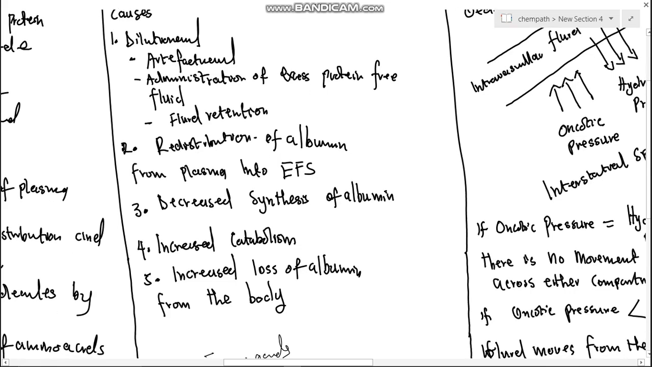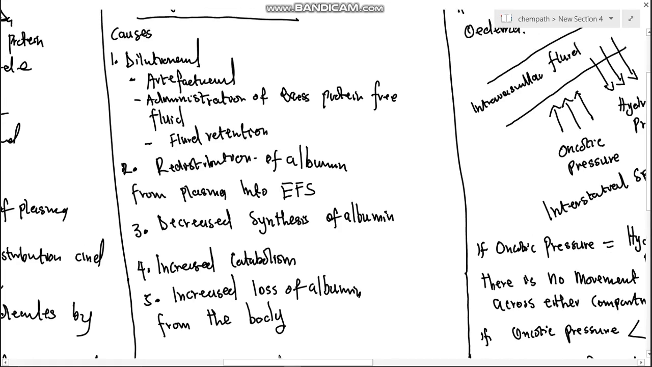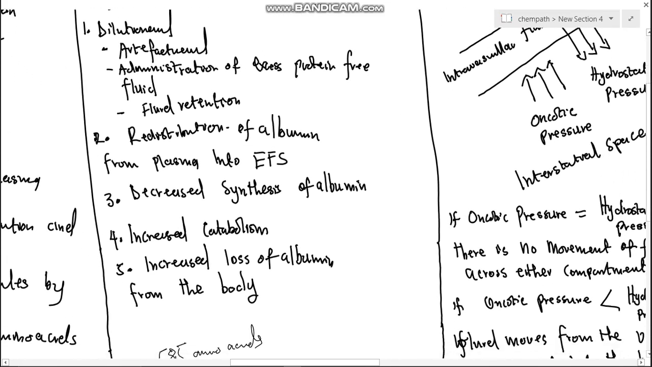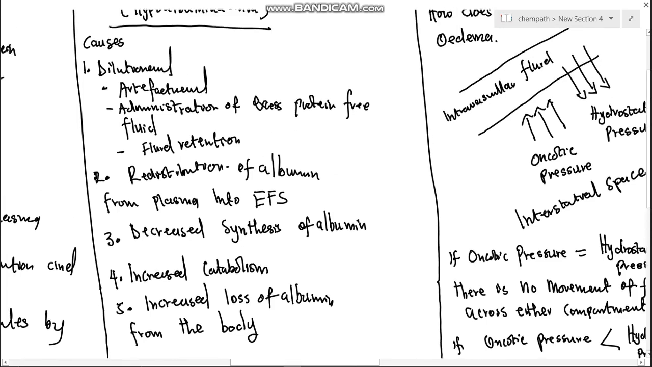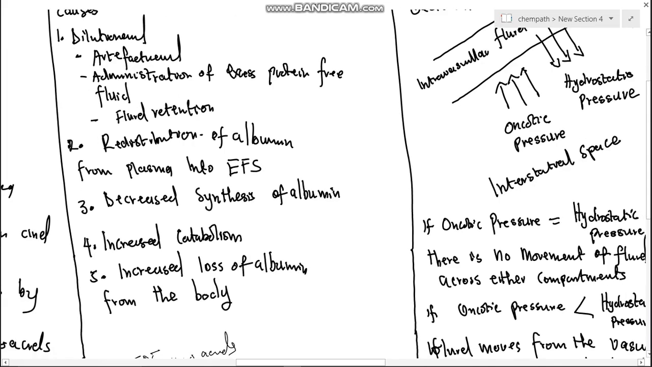Then we can talk about decreased synthesis of albumin. We know albumin is basically synthesized in the liver. In fact, a large proportion of the proteins are synthesized in the liver. So when there is decreased synthesis of protein too, it can cause what we call hypoalbuminemia. And we talk about increased catabolism too. So just like any other metabolic process, there is always a building up and a breaking down. So once the breaking down of albumin begins to go higher, there is also what we call hypoalbuminemia.